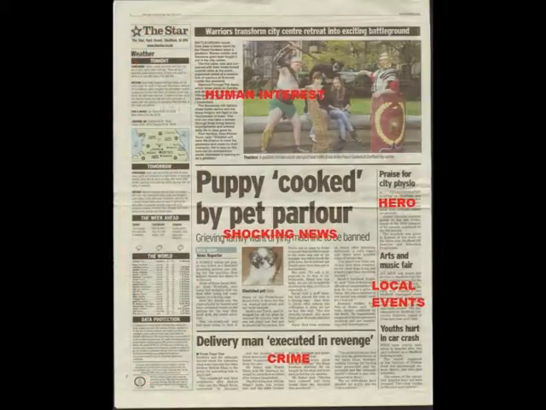Seeing the types of stories featured reveals what interests the target audience. Here we have these categories: human interest, shocking news, crime, a hero story, local events. A news story is written differently than fiction.